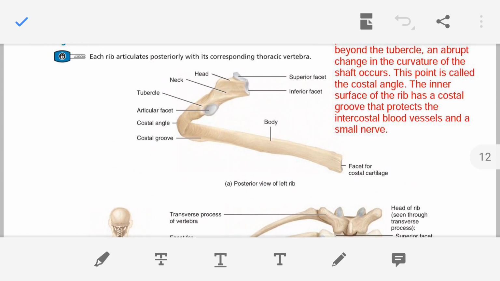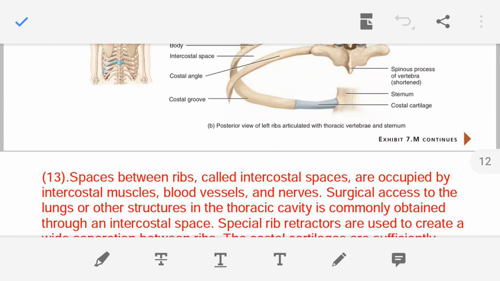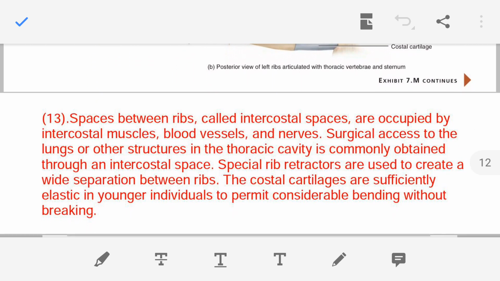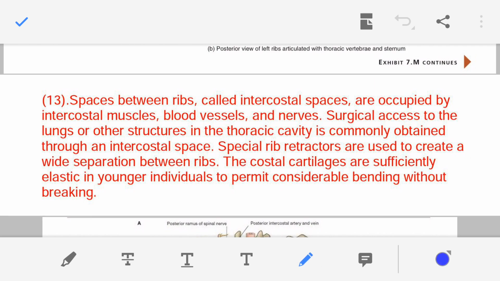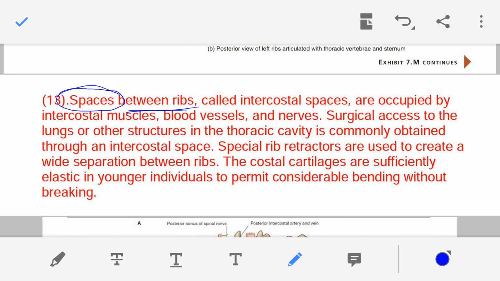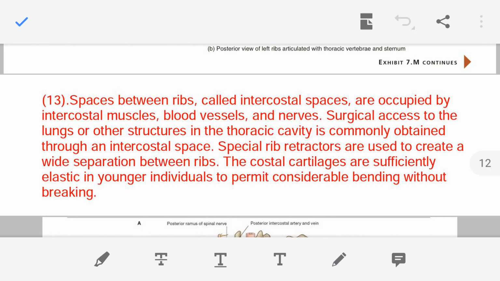Now moving on to point number 13. Okay, so this is something between the ribs, between the successive ribs. So the distance or the space which is present between two successive ribs, okay, that space is known as the intercostal space.